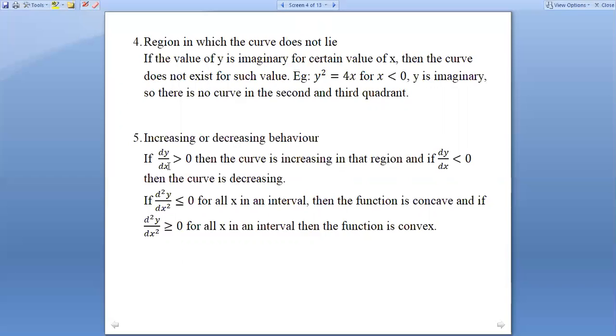Now dy by dx is nothing but the slope of the curve. If the slope is positive, then the curve is increasing. If the slope is negative, then the curve will be decreasing.